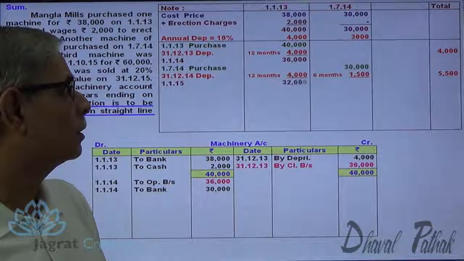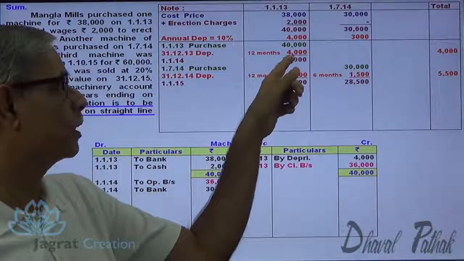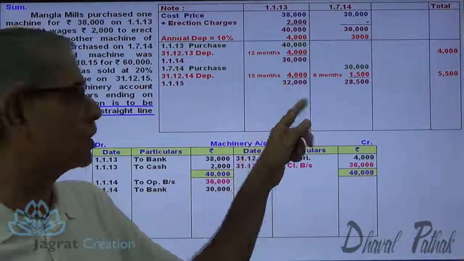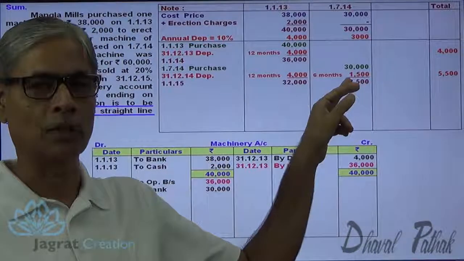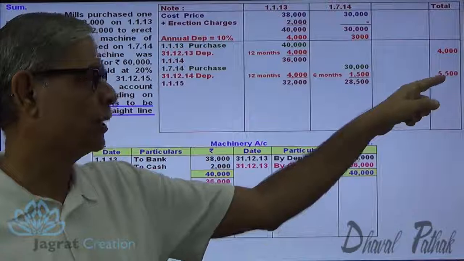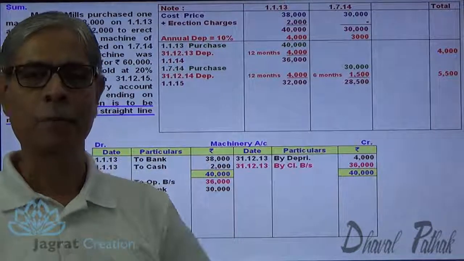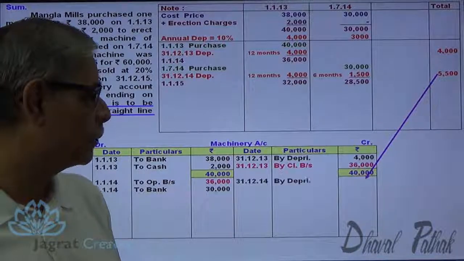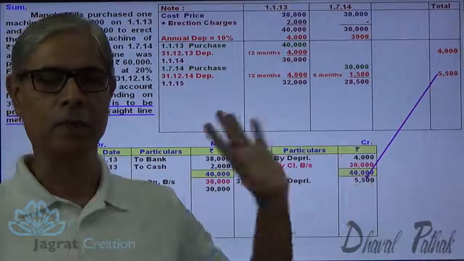So this is the closing balance, means 36,000 minus 4,000, 32,000 is the balance to be carried forward to the next year. Here the balance to be carried forward to the next year is 28,500 and total depreciation 5,500. What is the entry for depreciation? Depreciation account debit to machinery account credit, being depreciation credited to machinery account.